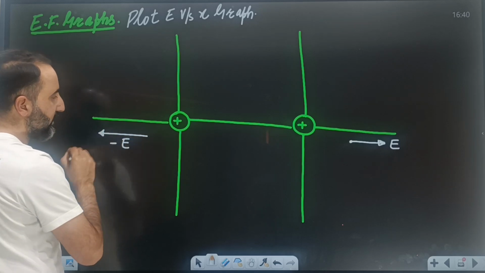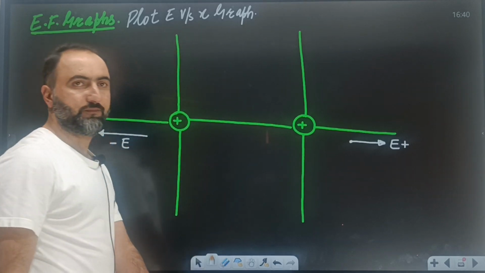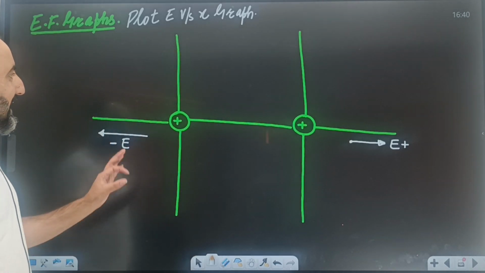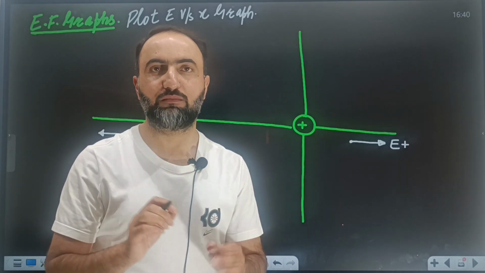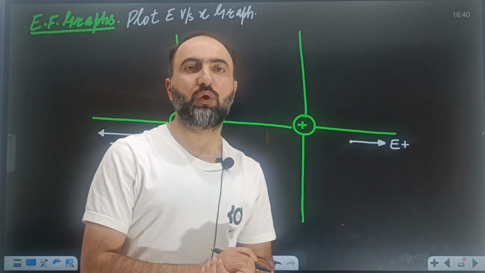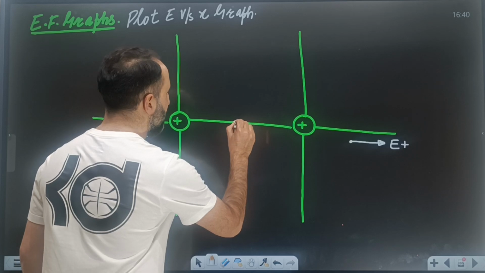So this is negative electric field and this is positive electric field. So this electric field is positive. Is that clear or not? Then these are 2 point charges, positive, and they are like charges. So that means the point of equilibrium will exist exactly at the midpoint. So somewhere here, this will be the point of equilibrium.